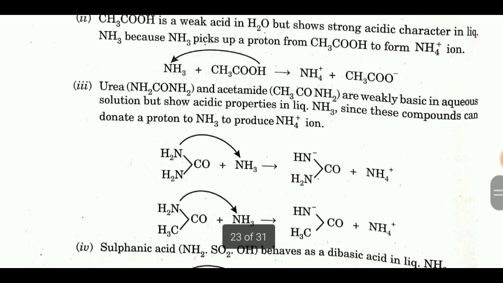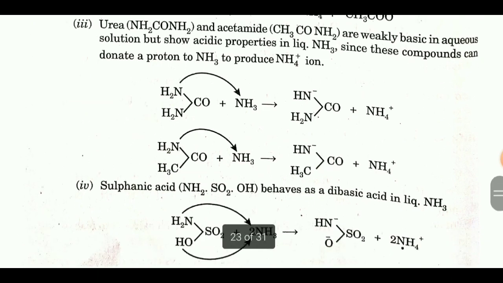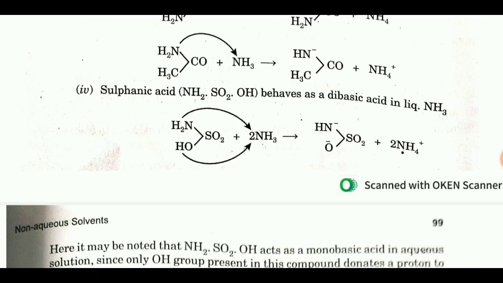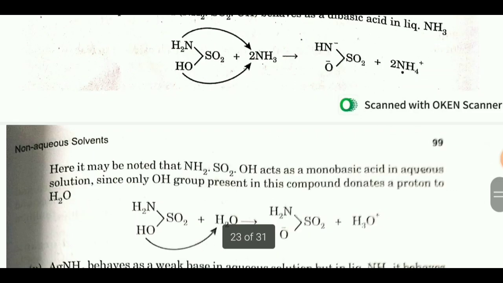Third, urea, NH2CONH2, and acetamide, CH3CONH2, are weakly basic in aqueous solution but show acidic properties in liquid ammonia, since these compounds can donate a proton to NH3 to produce the NH4+ ion. Fourth, sulfamic acid behaves as a dibasic acid in liquid ammonia.